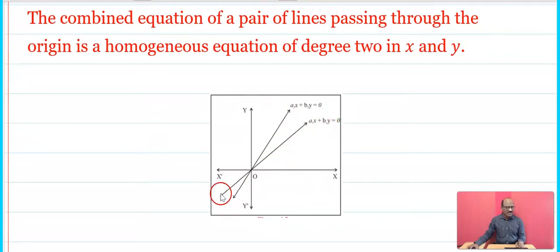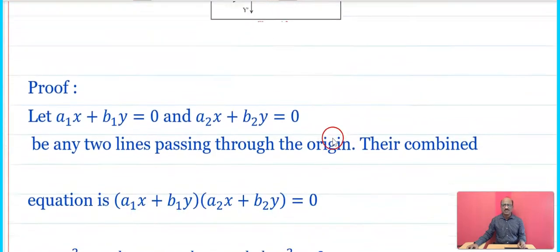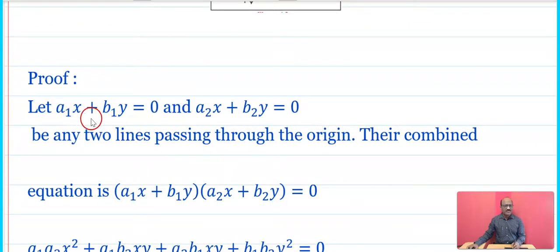The lines pass through the origin. Second is a2x plus b2y equals 0. These two lines pass through the origin. Let a1x plus b1y equals 0 and a2x plus b2y equals 0 be any two lines passing through the origin.